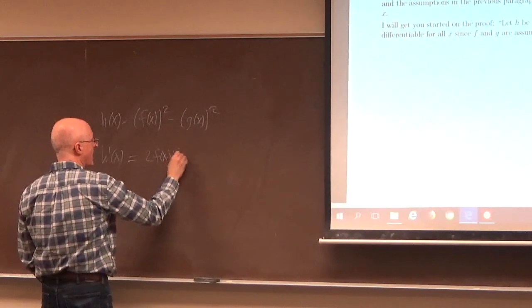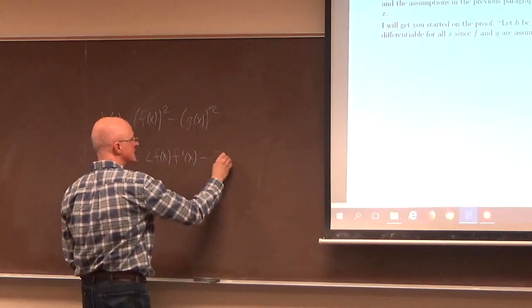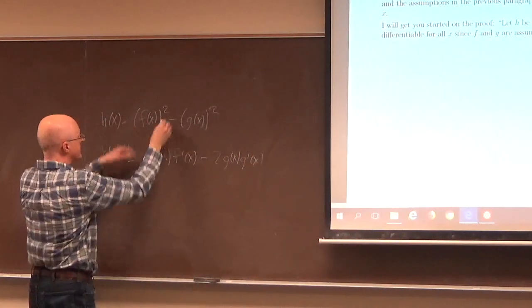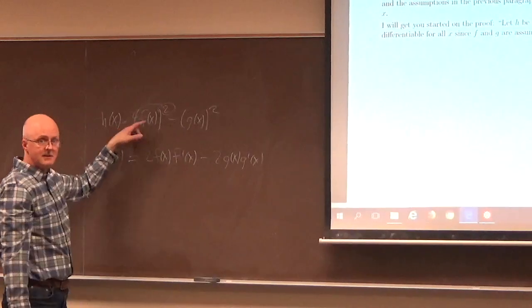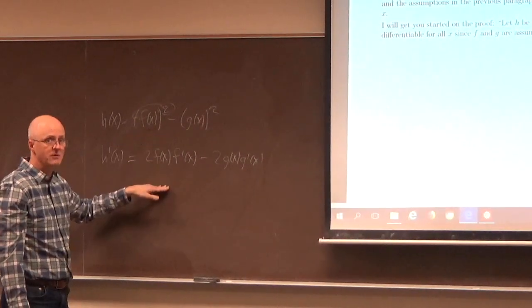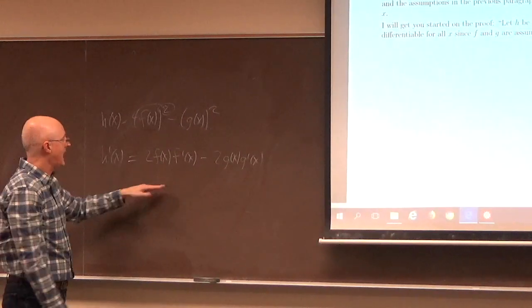2f of x, f prime of x, minus 2g of x, g prime of x. Right, because I bring down the 2 in both cases, subtract 1 from the exponent, and then multiply times the derivative of the inside function. That's the chain rule. And then use your assumptions.